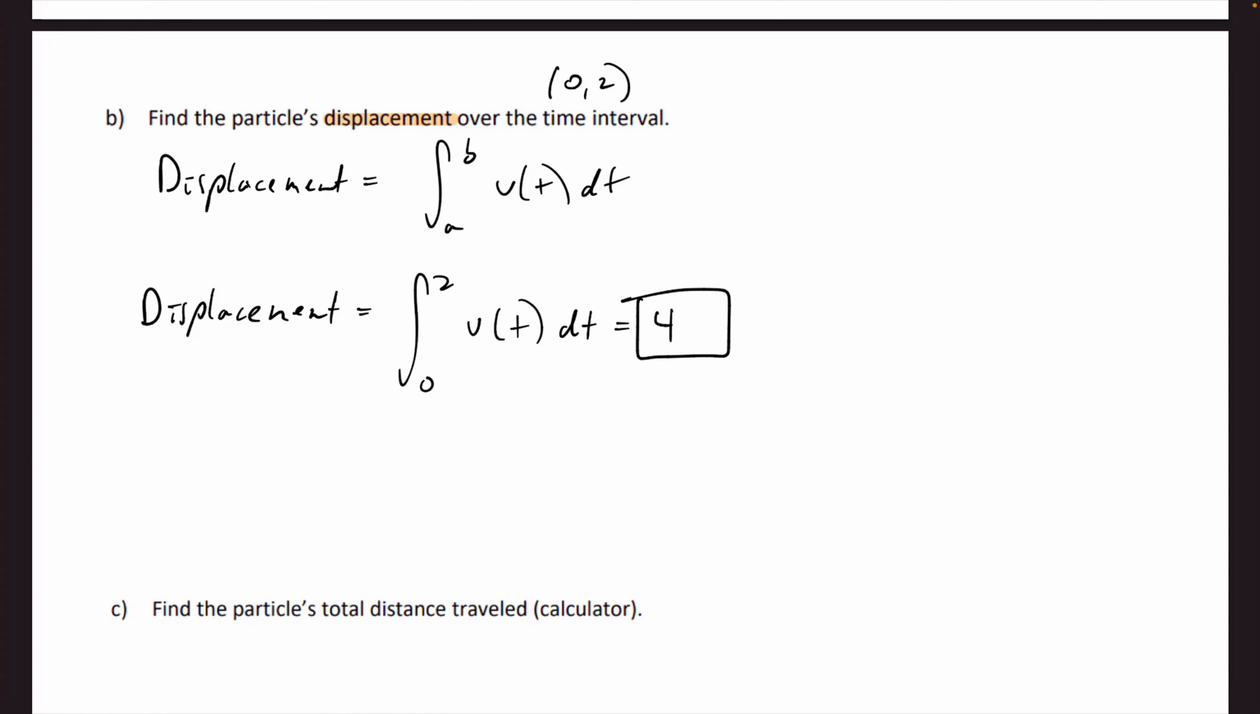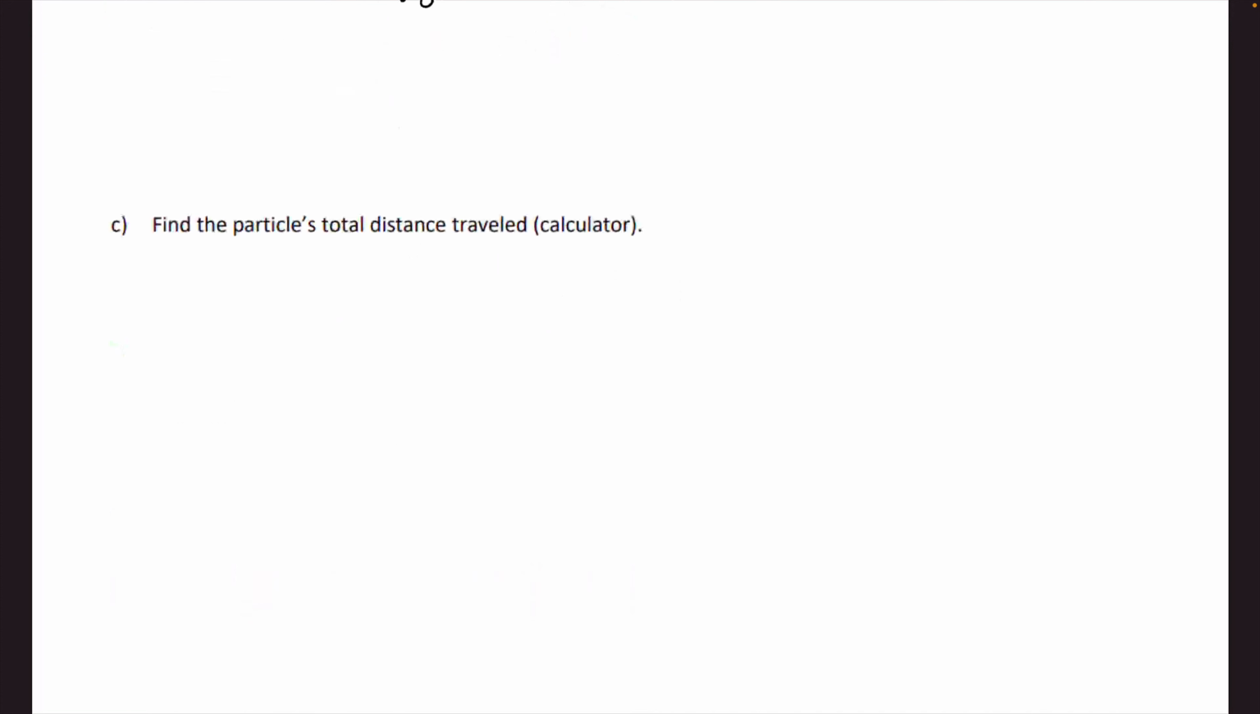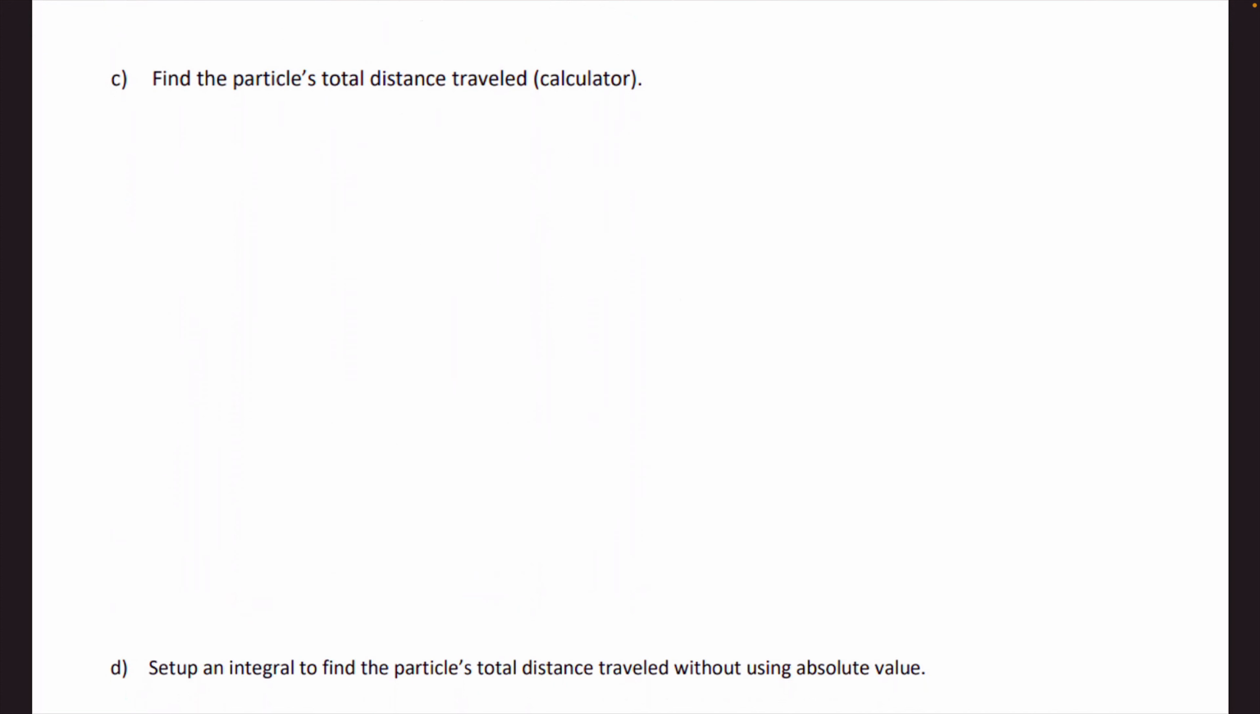Okay. Next one. Find the particle's total distance covered. Total distance traveled. How do I find total distance traveled? The integral of speed, which is the same thing as absolute value of velocity. So it's going to start out the same, 0 to 2, except we want the absolute value of velocity.